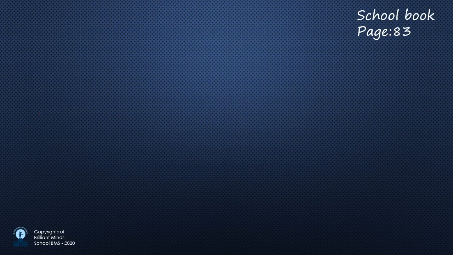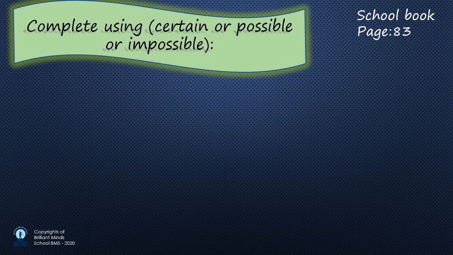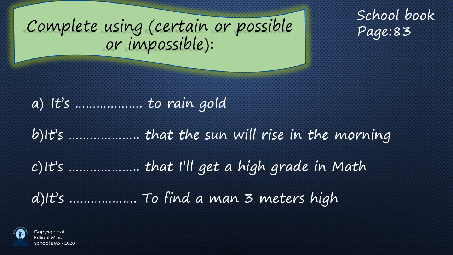Now, let's go to the book, page 83. We're going to answer some questions to determine whether each is certain, possible, or impossible. Number A. It's a space: the rain from the sky will be gold. Can this happen? No, this is impossible. So we're going to write impossible.